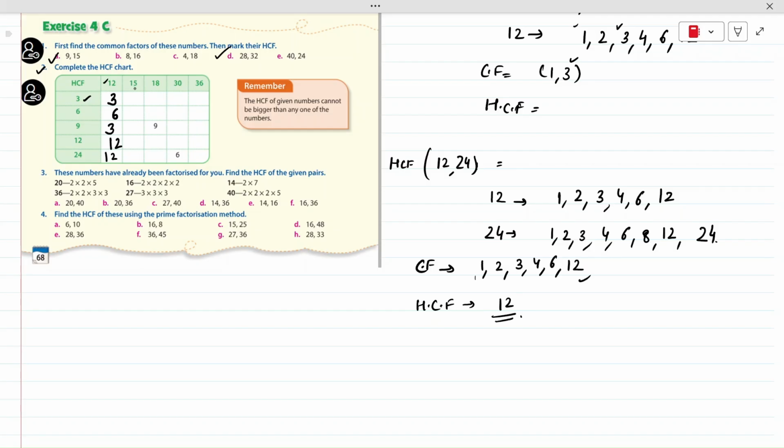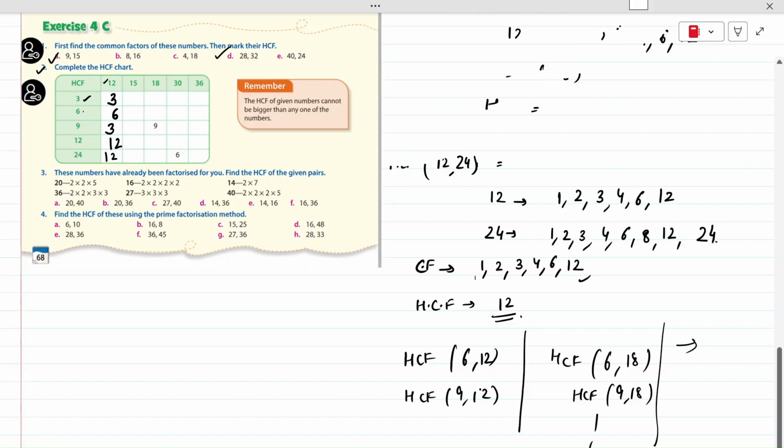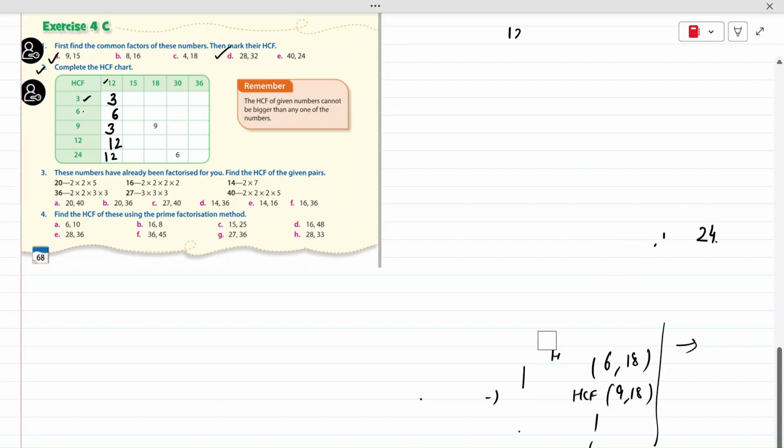Similarly, kids, you can do this for the next columns. And how you have to do it? For this row, it will be HCF of 6 and 12, the next one HCF of 9 and 12 and so on. For the next column, it will be HCF of 6 and 18, HCF of 9 and 18, and so on here. Yeah. So I hope you have understood how we have to find the HCF using the common factor method and how we have to fill it in the matrix given here.